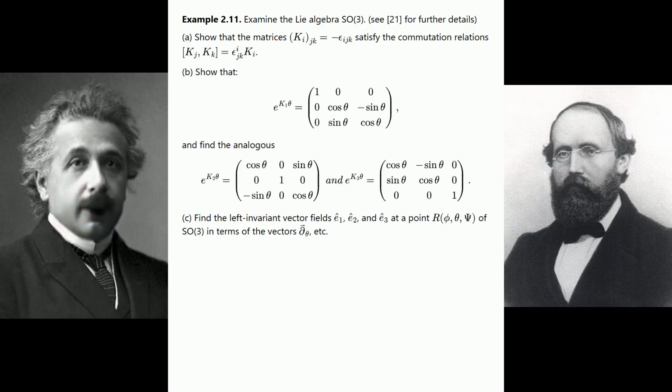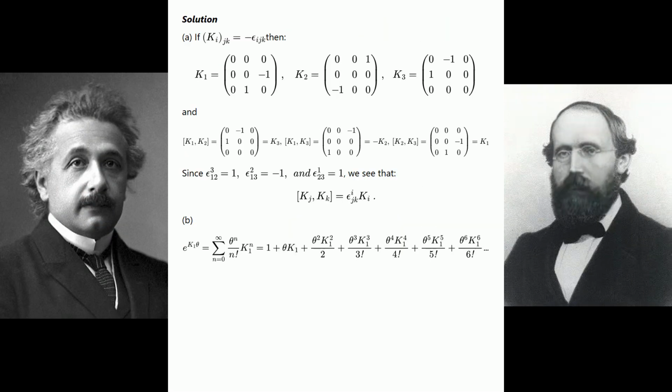C. Find the left invariant vector fields E_1, E_2, and E_3 at a point R(phi, theta, psi) of SO(3), in terms of the vectors partial differential with respect to theta, etc. Solution. A. If (K_i)_{jk} = -epsilon_{ijk}, then see the next equation. And see the equation shown.